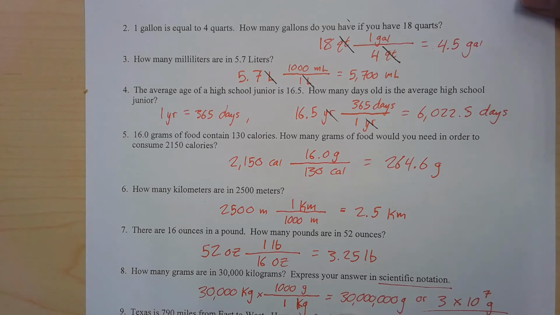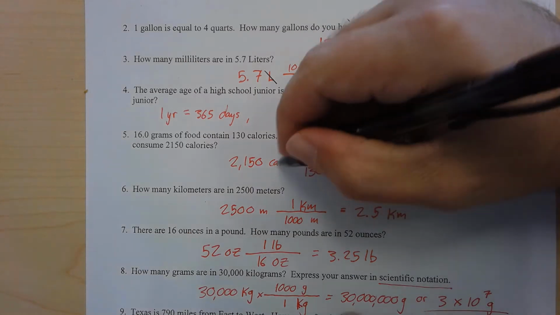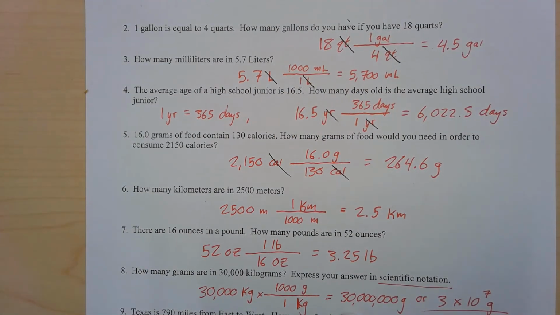Number 5, 16 grams of food contains 130 calories, so that is your conversion factor. How many grams of food would you need in order to consume 2,150 calories? Alright, so the same process again, 2,150 times 16.0, divide by 130, will cancel the calories, and you're left with 264.6 grams of food.